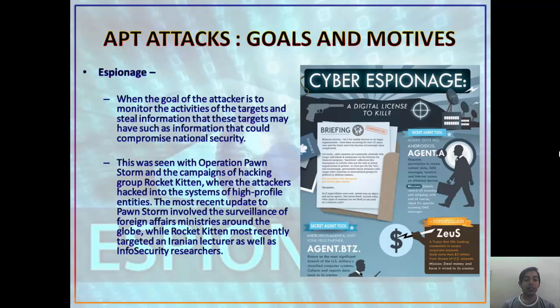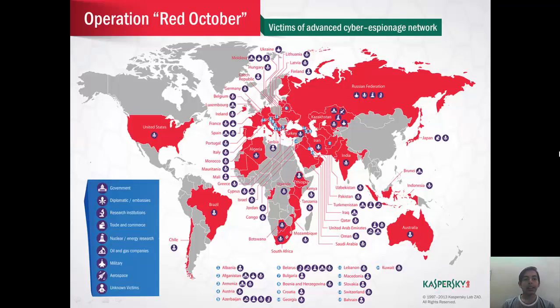Now this was seen with Operation Pawn Storm and the campaign of hacking group Rocket Kitten, where the attackers hacked into the systems of high-profile entities. The most recent update to Pawn Storm involved the surveillance of foreign affairs ministries around the globe, while Rocket Kitten most recently targeted an Iranian lecturer as well as info security researchers. Now this is a basic example of an espionage attack, and as you can see, all the countries which are in red are the victims of the advanced cyber espionage network.